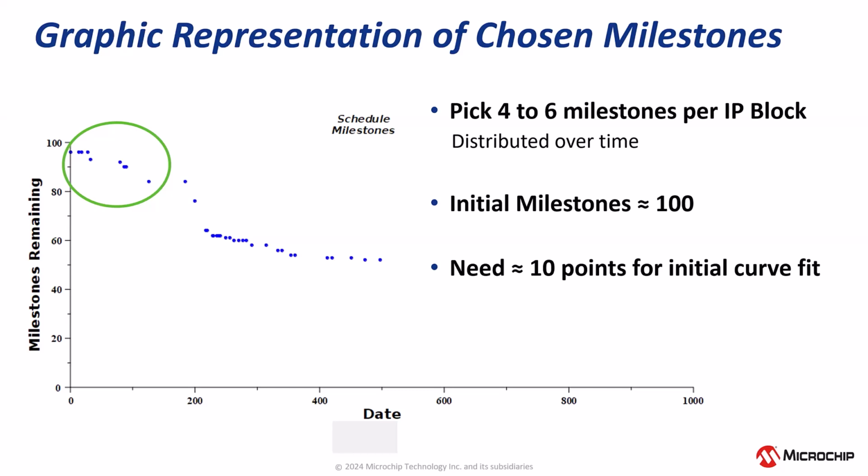The graph shows the number of milestones remaining as a function of time. Initially, the number of milestones is approximately 100. The data points start to show a trend after several updates. In this case, the analysis started with approximately 10 data points as shown, within the green circle here.